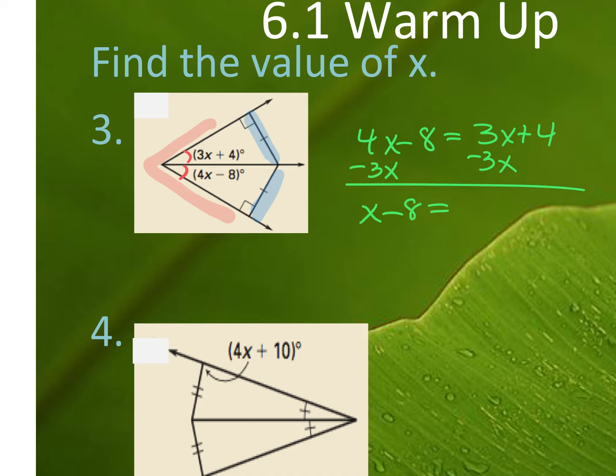X minus 8 equals 4. Add the 8, and x equals 12. And I'm done. It didn't ask me to go back in and find any angle measures. It just said find x.